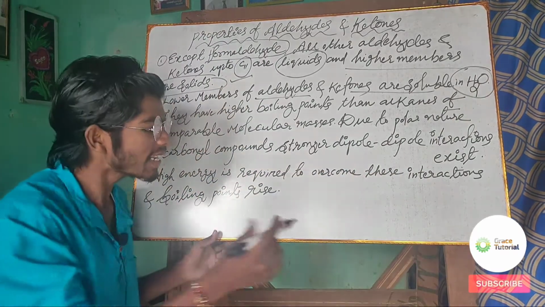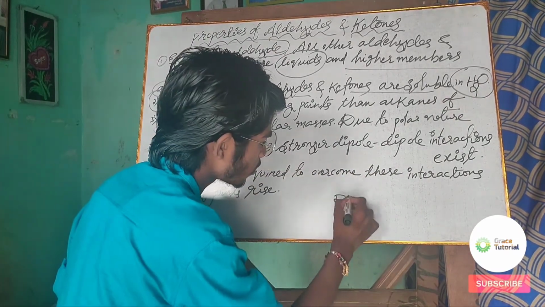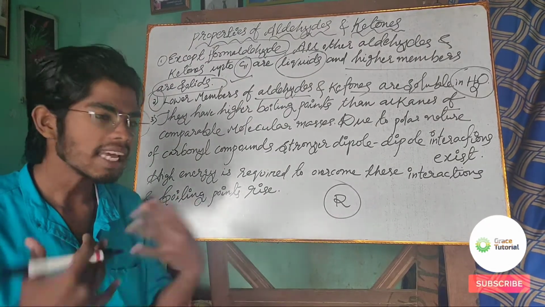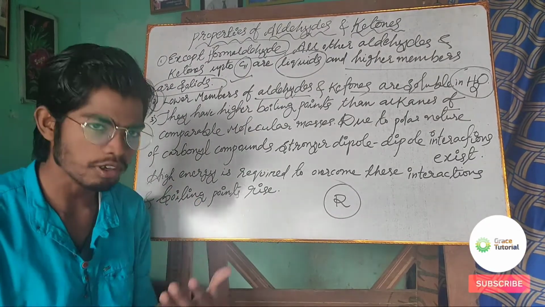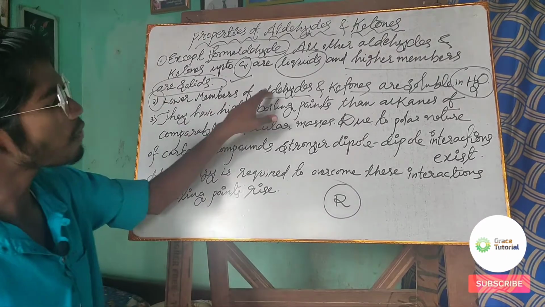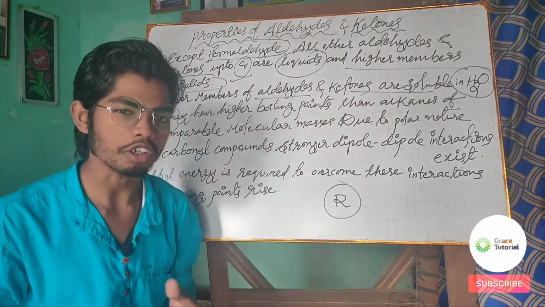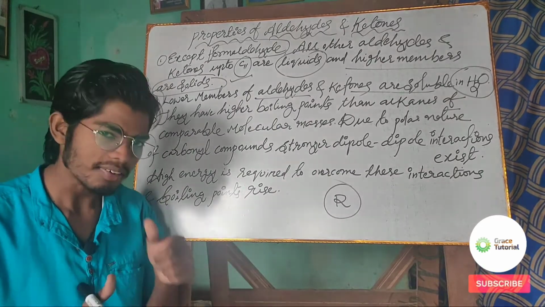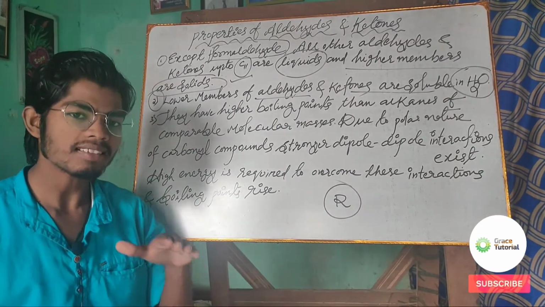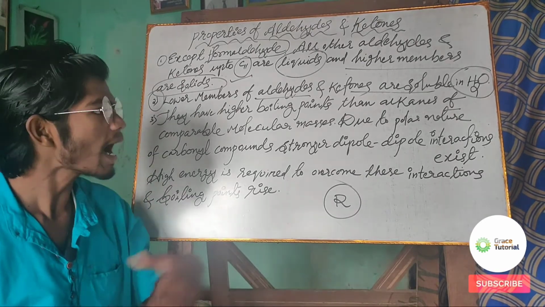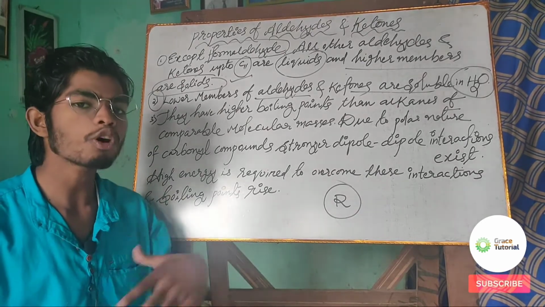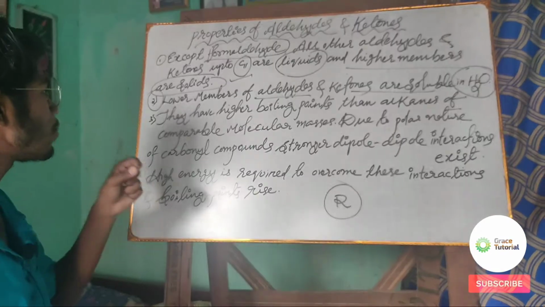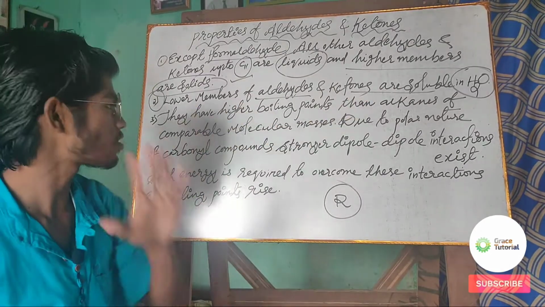If the alkyl chain increases, then the solubility gradually decreases. So the lower members of aldehydes and ketones are soluble in water. Now the question is, can aldehydes and ketones be soluble in water? Of course. The lower members are soluble in water, but the higher members, which consist of a greater number of alkyl groups, cannot dissolve in water. That is about the solubility of aldehydes and ketones.